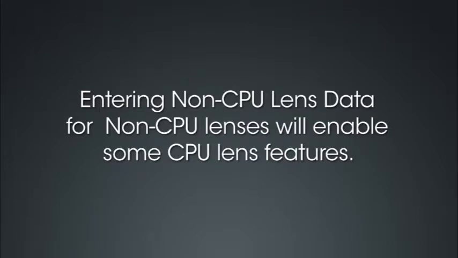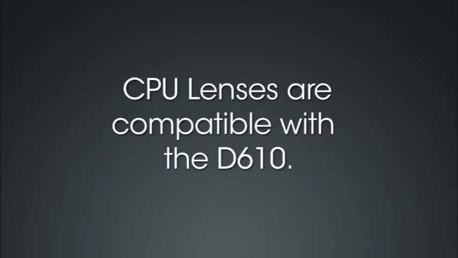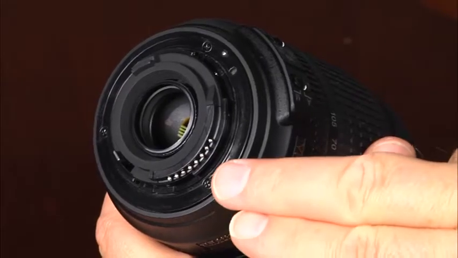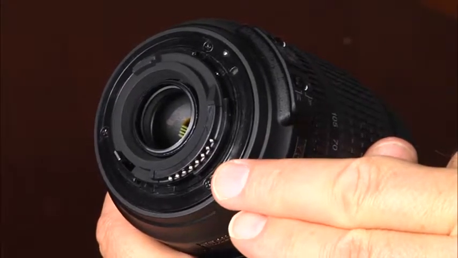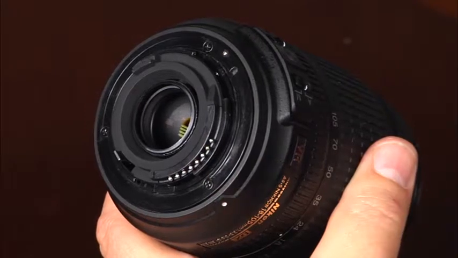Lenses that were produced after 1986 are considered to be CPU lenses and are generally fully compatible with the D610 camera body. Most of them will autofocus and are capable of sharing important data with the camera body. A CPU lens can communicate with the camera body via these CPU contacts.